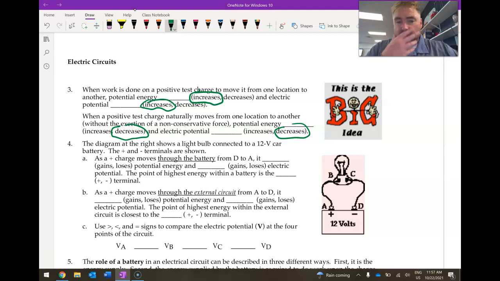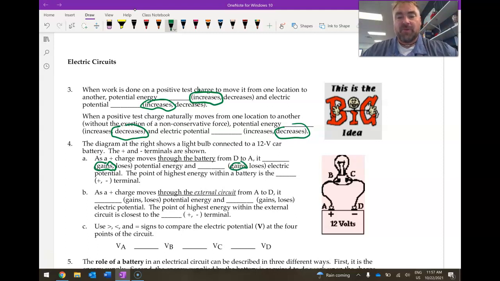The diagram at the right shows a light bulb connected to a 12-volt car battery. The positive and negative terminals are shown. So you can think of the positive terminal as being like a positive plate. The negative terminal is like a negative plate. So as charge moves through the battery from D to A, it's going to have to gain potential energy because we're going to have to do work on it. It wants to stay at the negative. We're forcing it to go to the positive, so it's going to gain potential energy and gain electric potential.